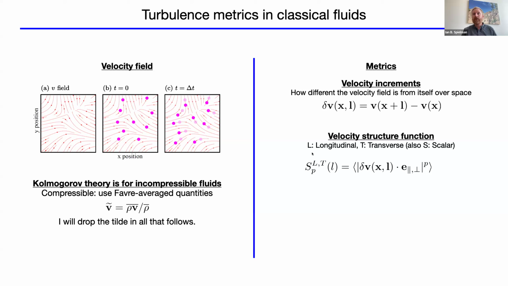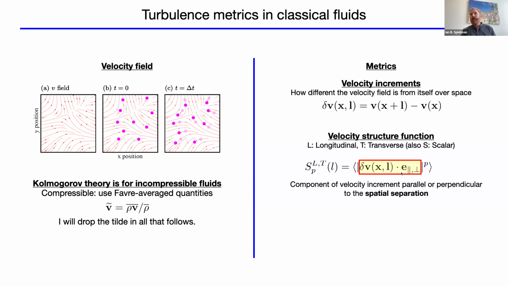These can be longitudinal, transverse, or scalar. And let me unpack a little bit what this is about. So this S is S_p, has an L and T, or it could have an S. It's a function of L. So what are we doing here? We are taking the velocity increment for some separation L at a position x, and we're taking the inner product of that with a unit vector.